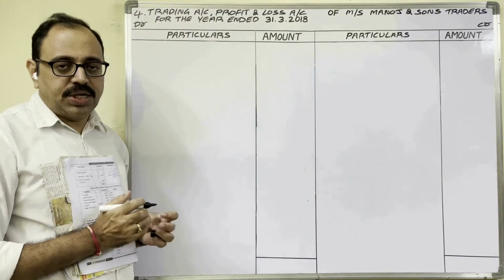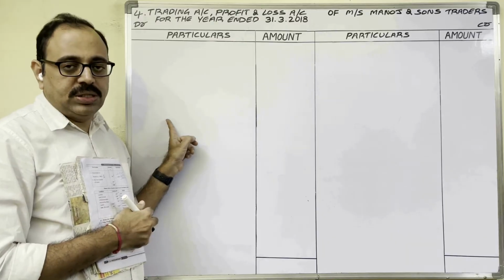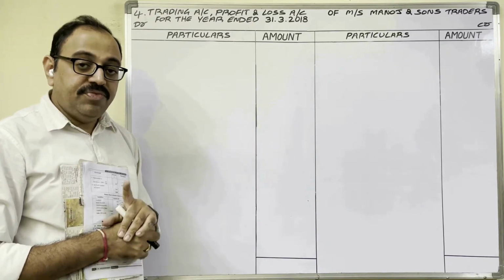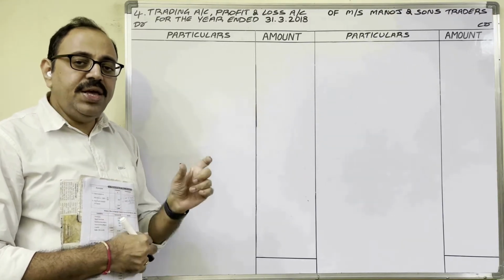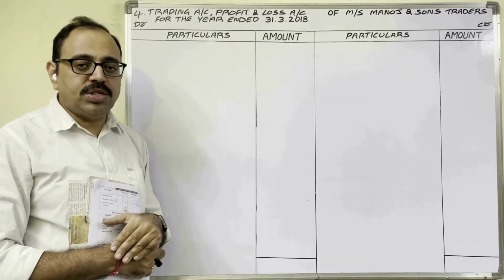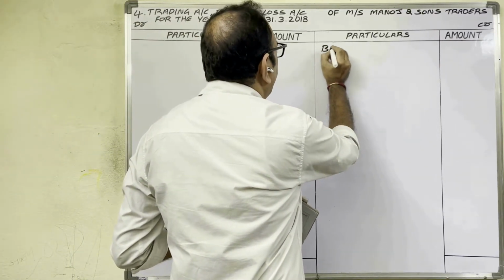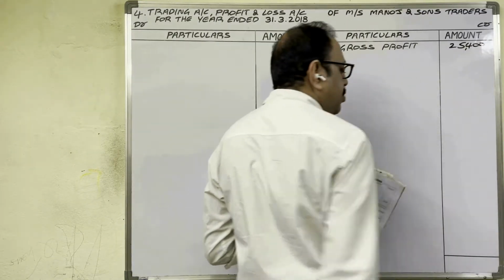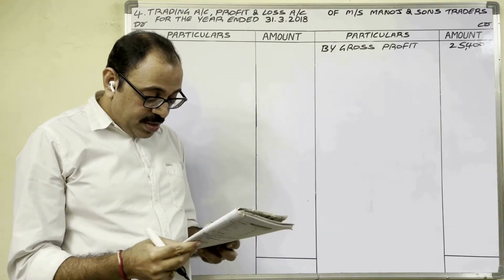Now profit and loss account. Debit side indirect expenses and losses. Credit side indirect incomes and gains. First we have to start this account with the gross profit. In trading account, on debit side we wrote gross profit. That amount we have to bring on credit side. By gross profit 25,400 rupees.